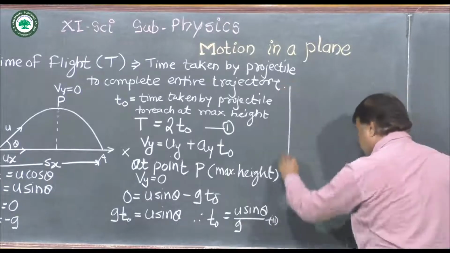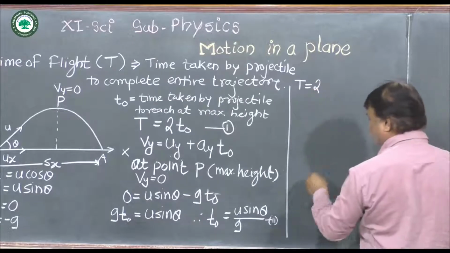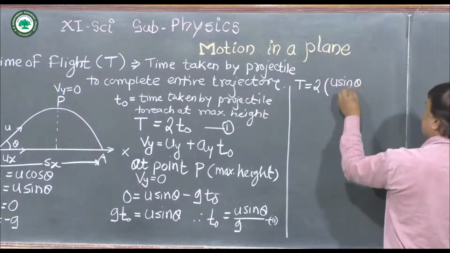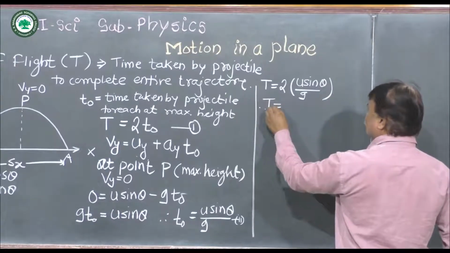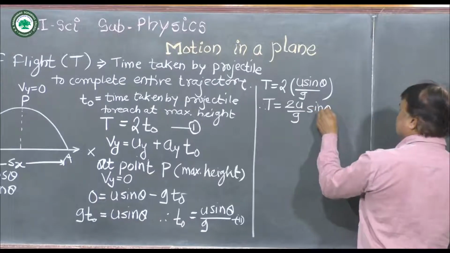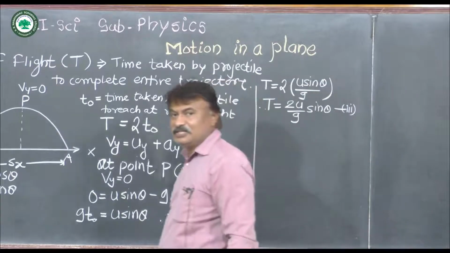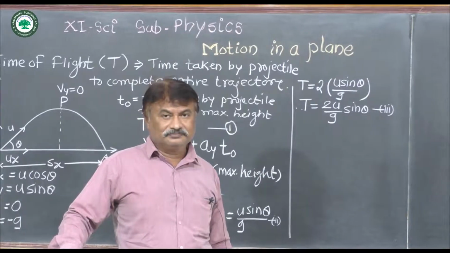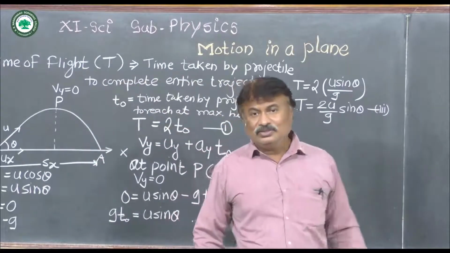Then we get time of flight T is equal to 2 into t0, but t0 is u sine theta upon g, and therefore finally we get time of flight T is equal to 2u upon g into sine theta. This is equation 3. Now this equation 3 gives us time of flight. In this way we find out time of flight.